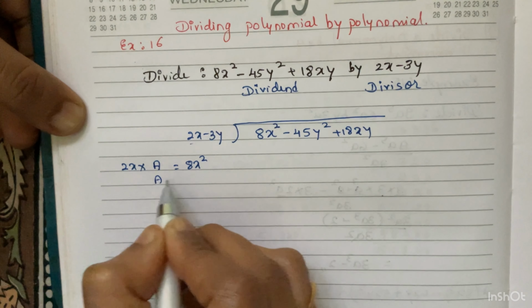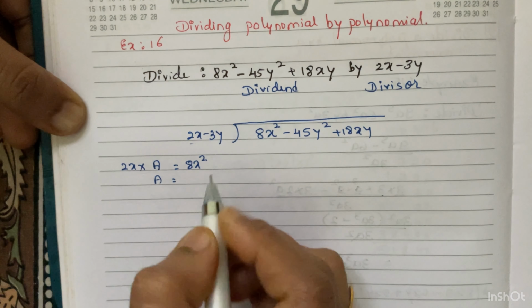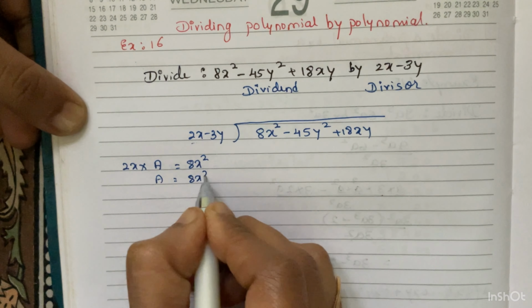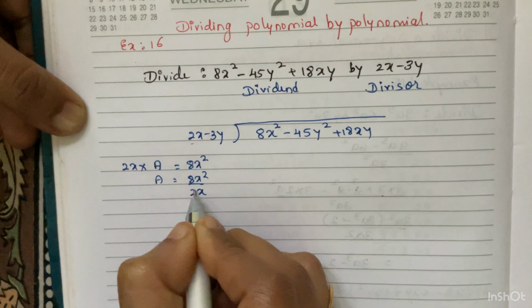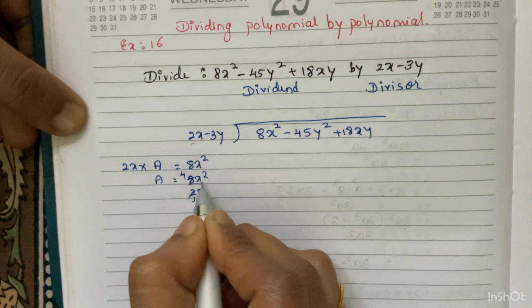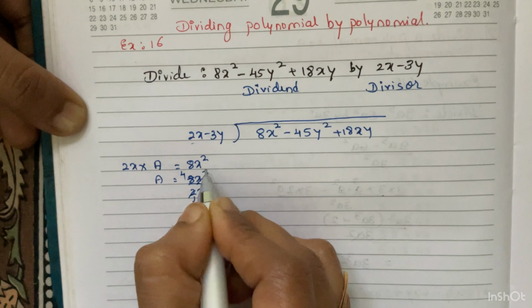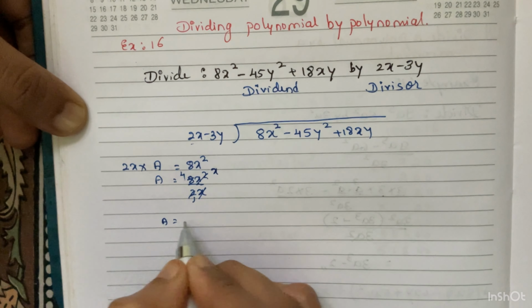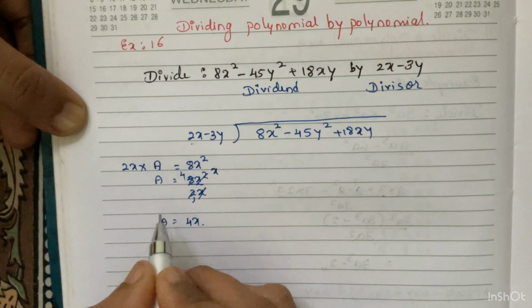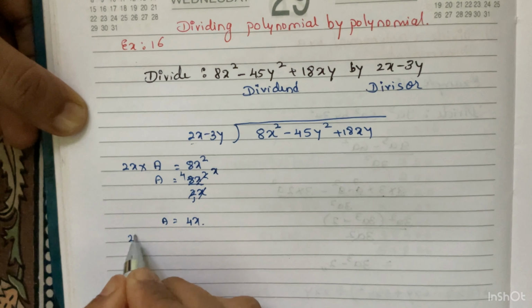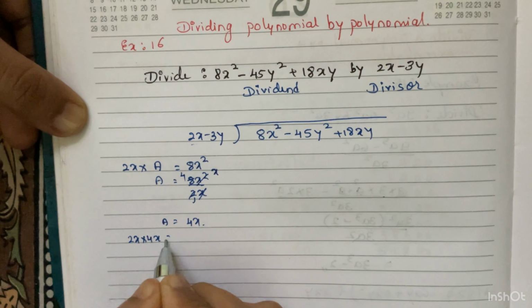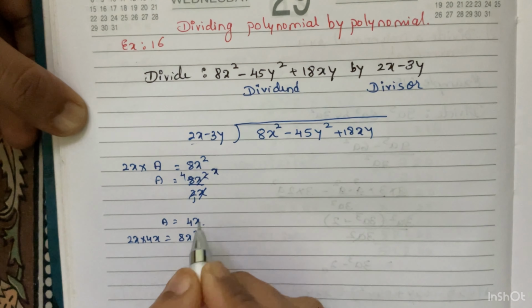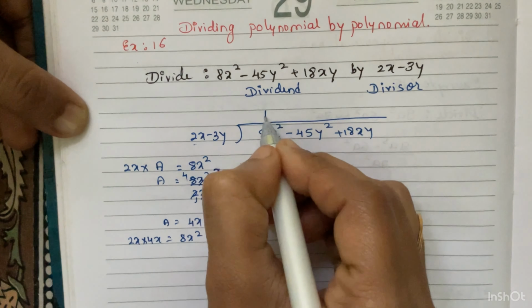Now to calculate the a value, let me shift this to the right side. So I'll have 8x square by 2x. Now 2 4s are 8, and out of these 2x, if I cancel 1x, how many x are left? Only an x, 1x left. Okay, so I got a equals 4x. It means when I multiply 2x with 4x, I'll have 8x square. So this 4x I'm going to write here.